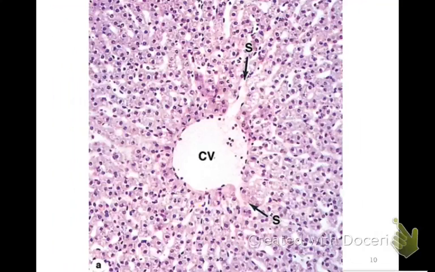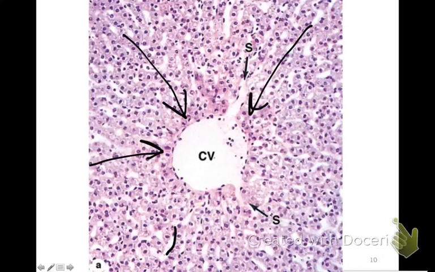Conversely, we can see here the central vein. We're not able to see a portal triad here. So this is a central vein. Blood is going to be moving from portal triads to this central vein, like this. And you can see all of the sinusoids that it would travel on. Right here, right here, right here.